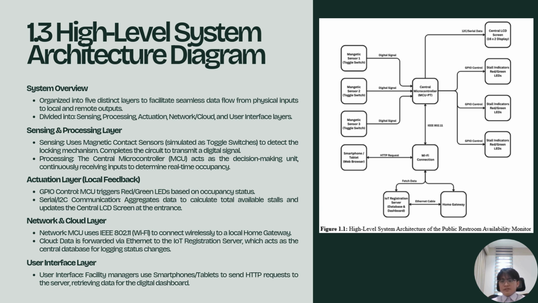So last, we have the user interface layer. This allows for remote access. Facility managers can use their smartphones or tablets to monitor the restroom status from a distance. This device communicates with the IoT registration server through HTTP requests to retrieve the latest data and display it on a digital dashboard. This complete architecture loop ensures that we not only solve the queuing problem for visitors, but also provide valuable operational insight for building management.